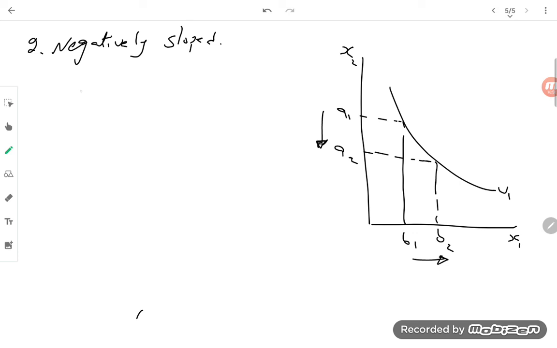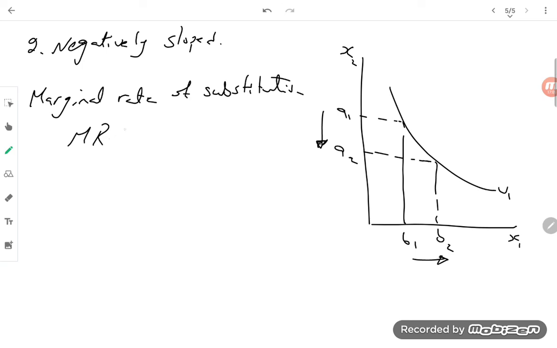The slope of indifference curve is known as marginal rate of substitution, or MRS. It's calculated as delta X2 divided by delta X1, or change in X2 divided by change in X1. Marginal rate of substitution means if you would like to substitute or exchange X1 for X2, how many units you are going to give up of X2 in order to get one more unit of X1 and vice versa.